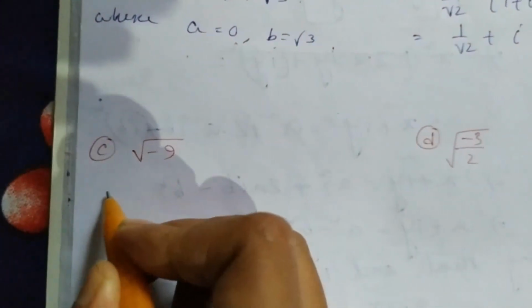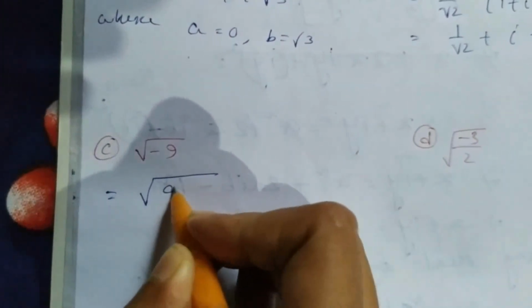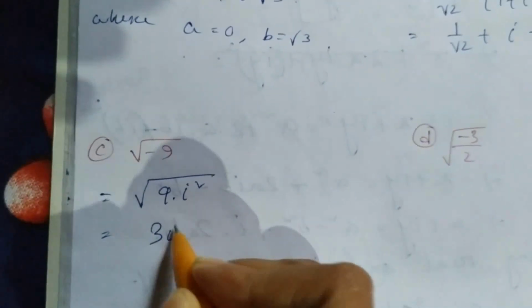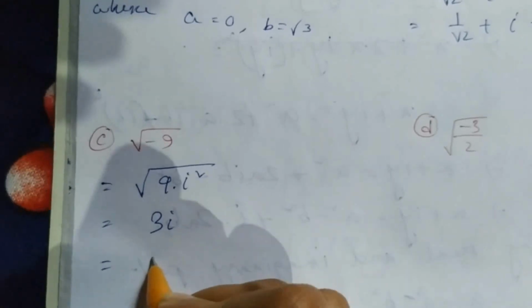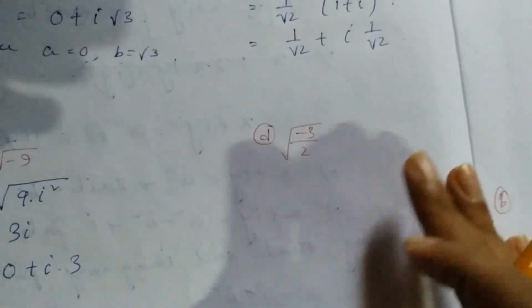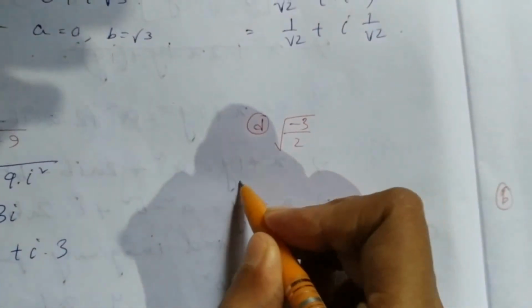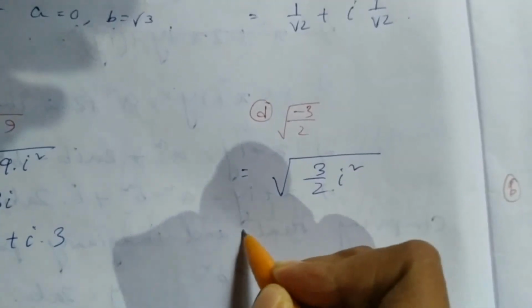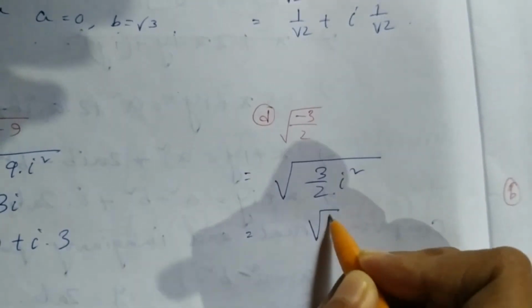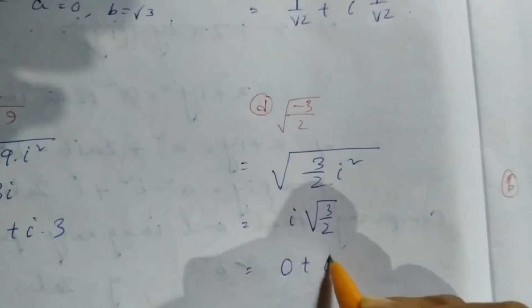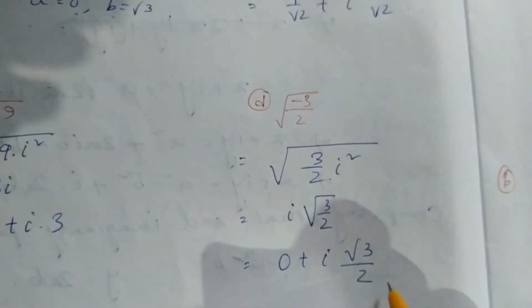Root of minus 9. So it will be root of 9 into i square, because i square is minus 1. So ultimately 3i. Okay, so 3i is nothing but 0 plus i into 3. So a plus ib form. Number D is root of 3 by 2 into i square. So it will be root of 3 by 2 into i, which is nothing but 0 plus i into root of 3 by 2.